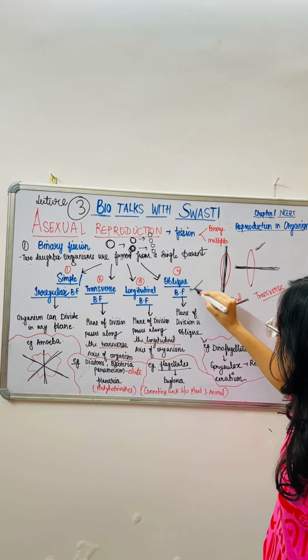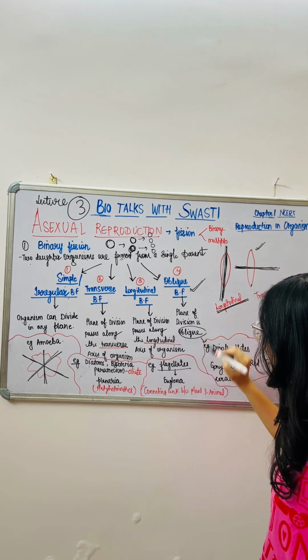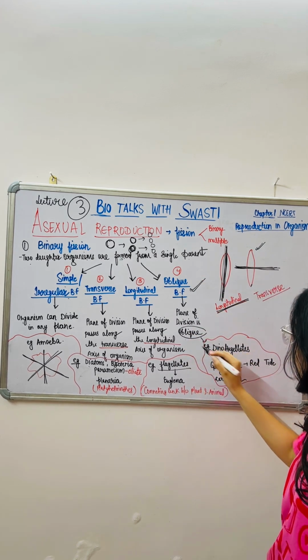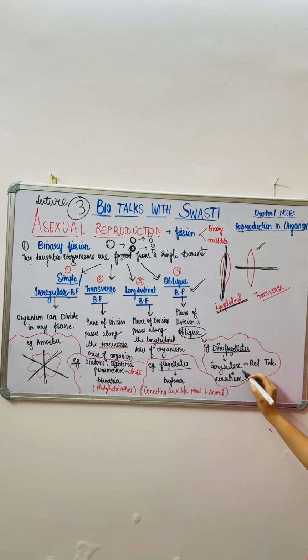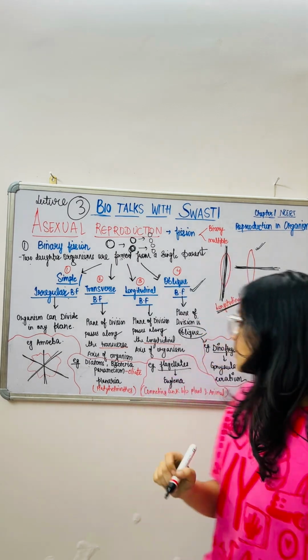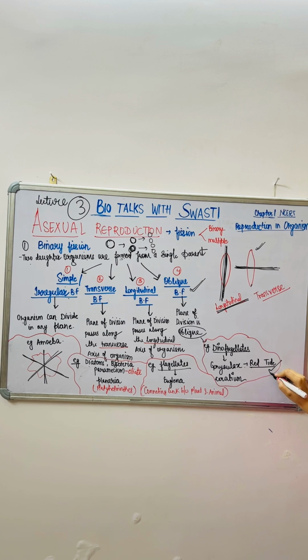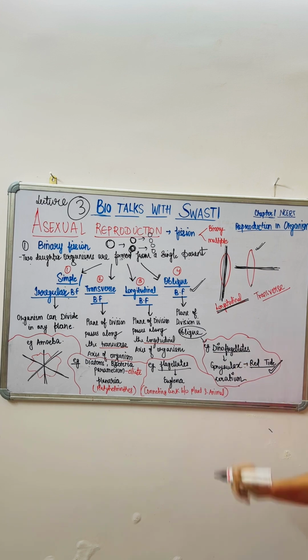Now oblique binary fission is when the plane of division is oblique. Okay, now dinoflagellates are the example, in which Gonyaulax and Ceratium, we studied in 11th standard that red tide is caused by Gonyaulax. Okay, and this is a dinoflagellate. These both are dinoflagellates. So oblique binary fission का example है dinoflagellates.